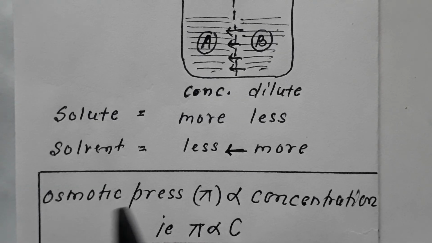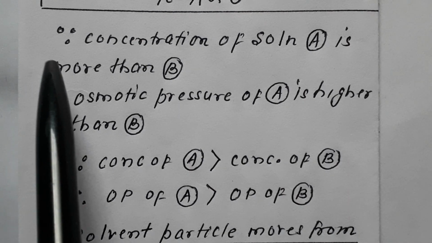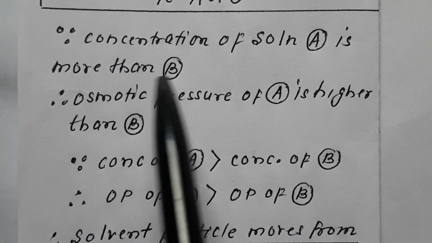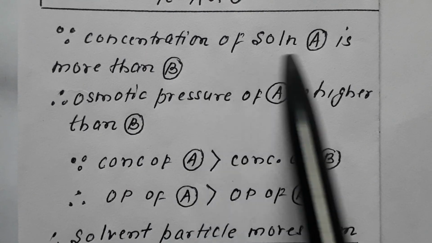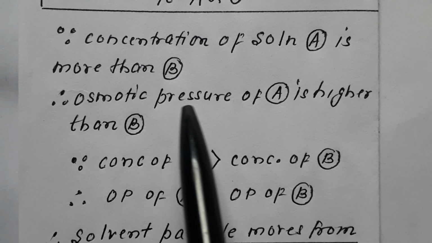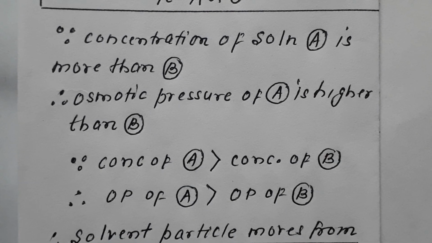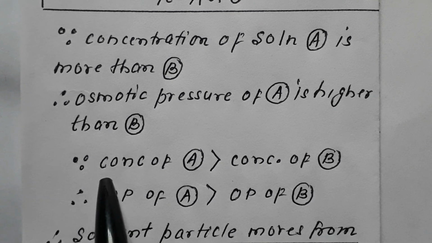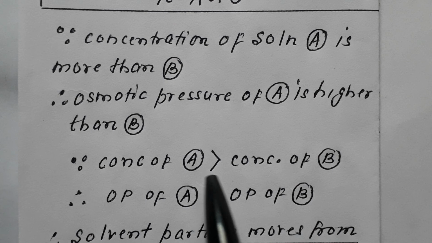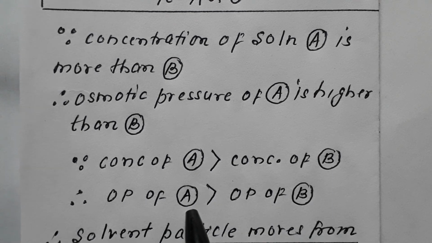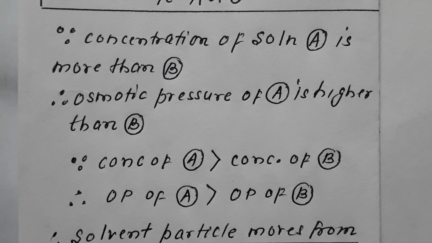Now this osmotic pressure is directly proportional to the concentration of the solution. Higher the concentration, greater is the osmotic pressure. That is, pi is directly proportional to C. Since the concentration of solution A is more than B, the osmotic pressure of A is higher as compared to the osmotic pressure of B.